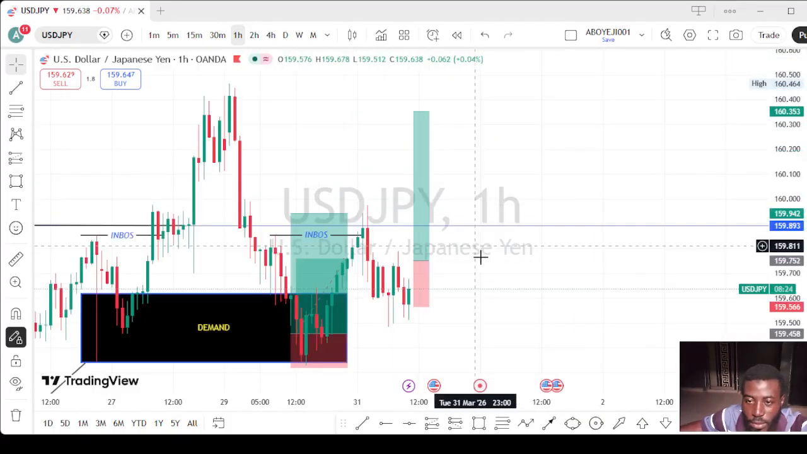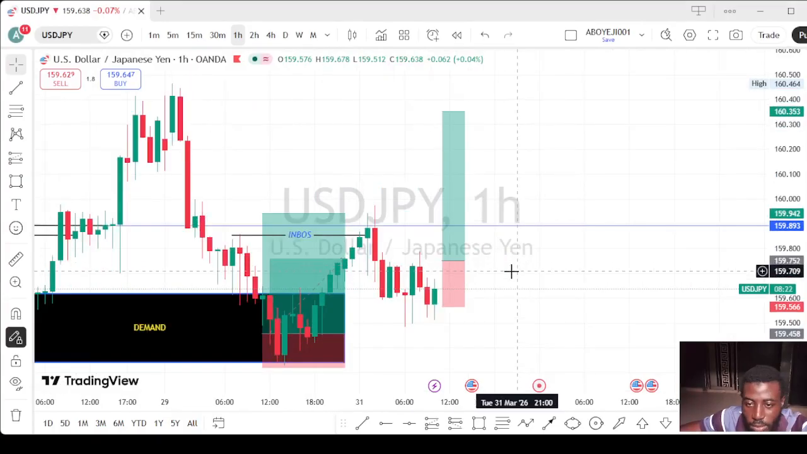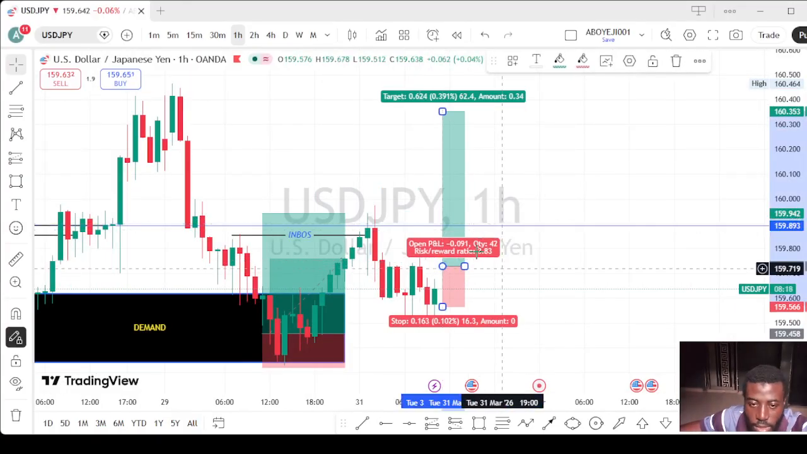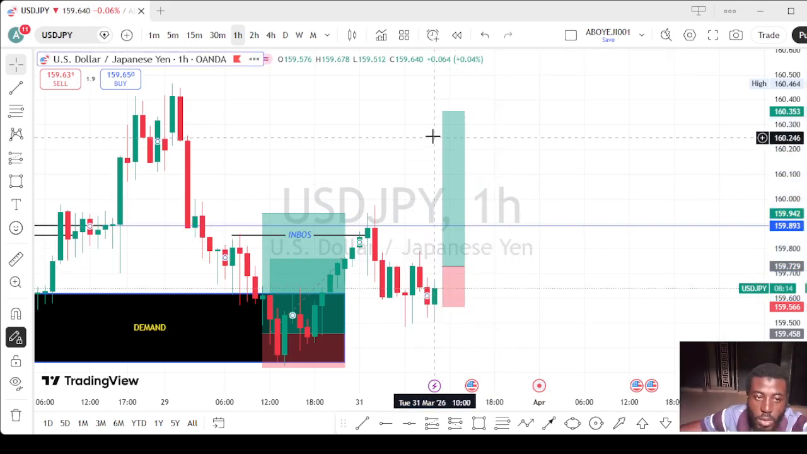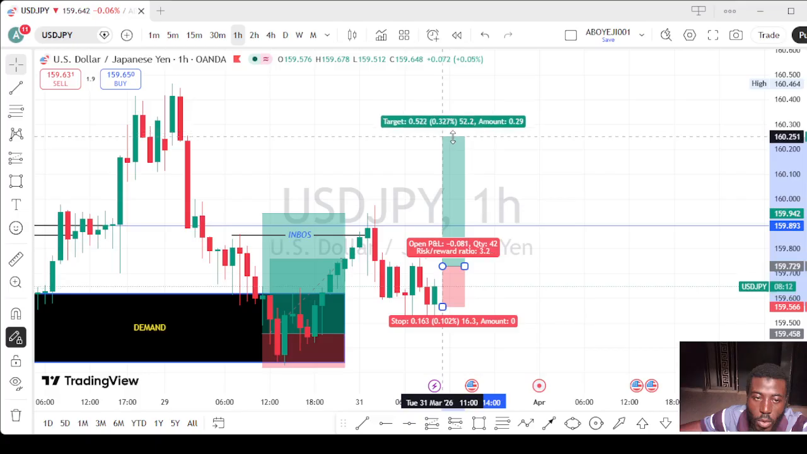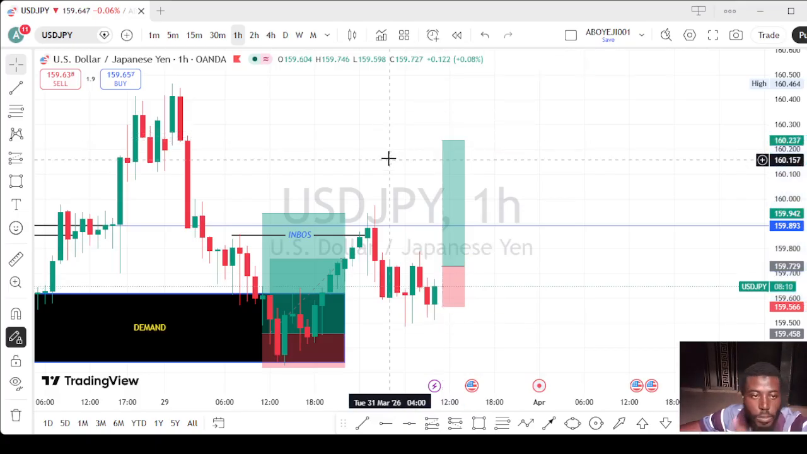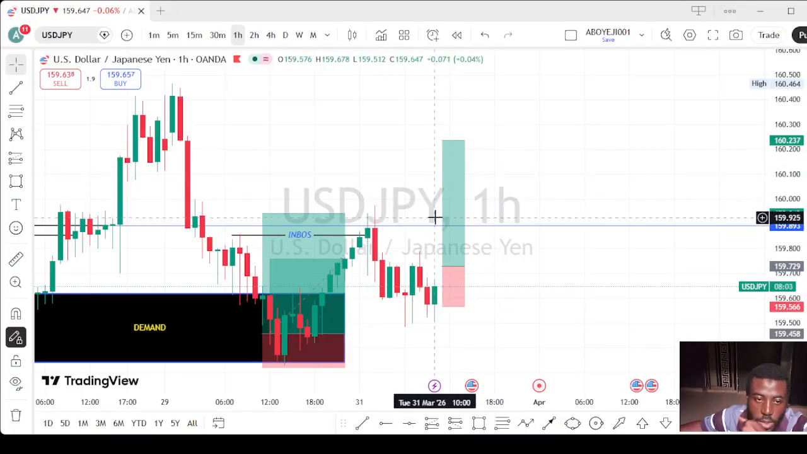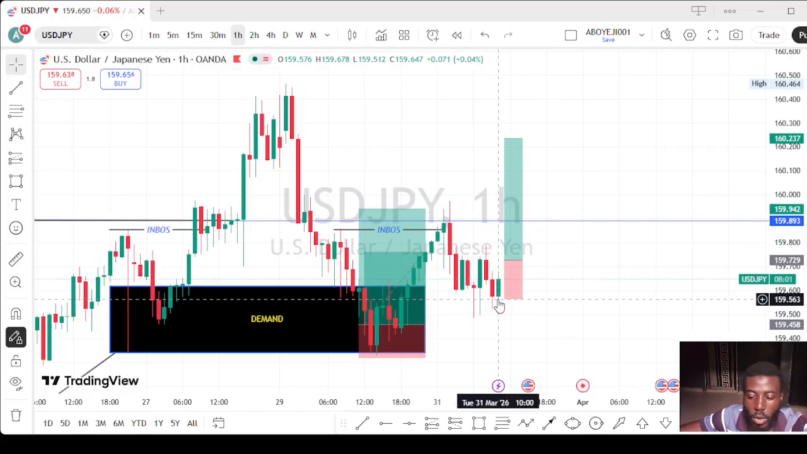Let's move to the 1-hour time frame. Let's see what the 1-hour time frame is trying to do. You can see this is the 1-hour time frame. So I'm expecting the market from here to break and retest and continue the uptrend. This is what I'm looking for on the 1-hour time frame: break and retest and continue the uptrend.